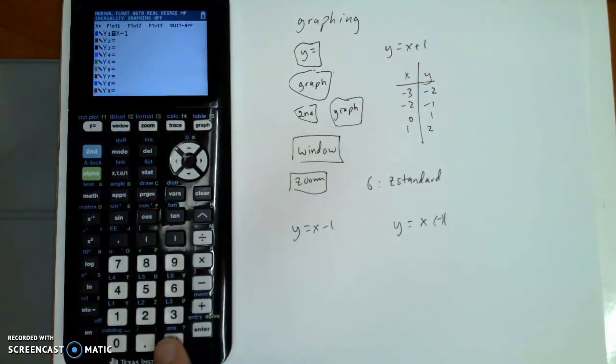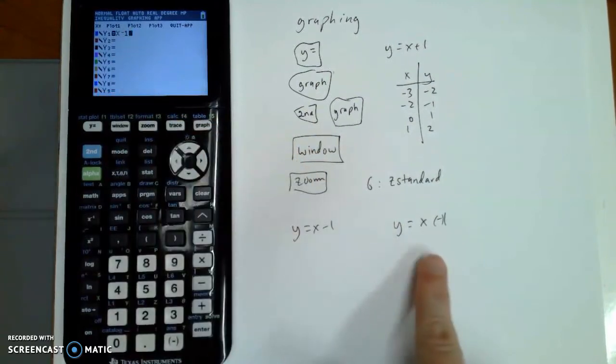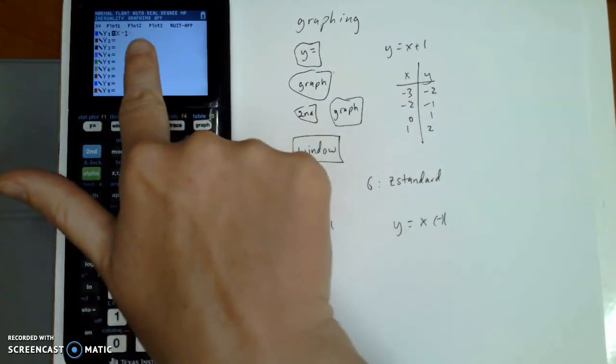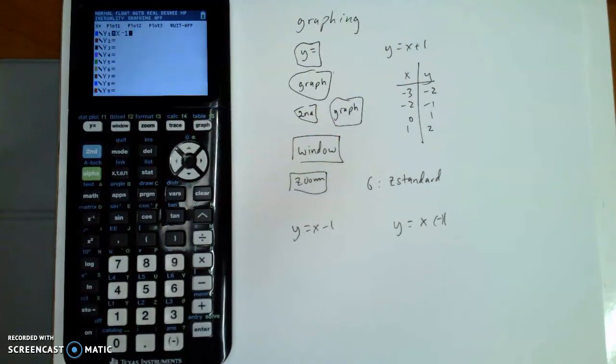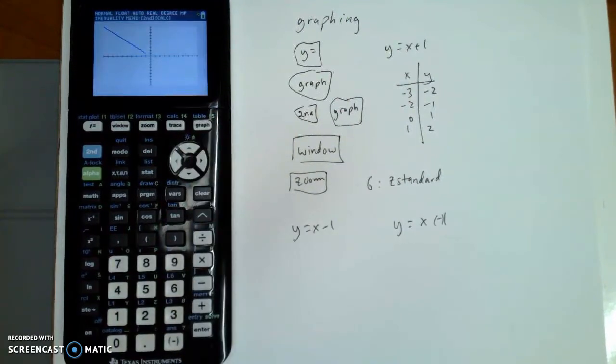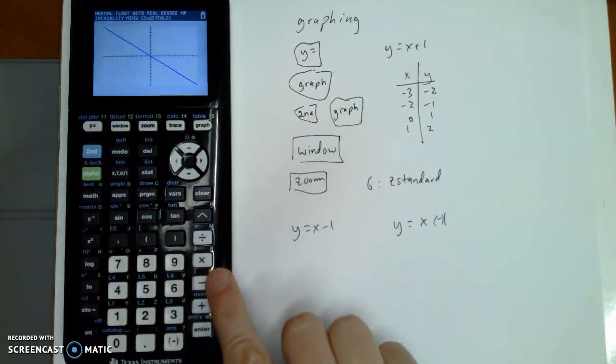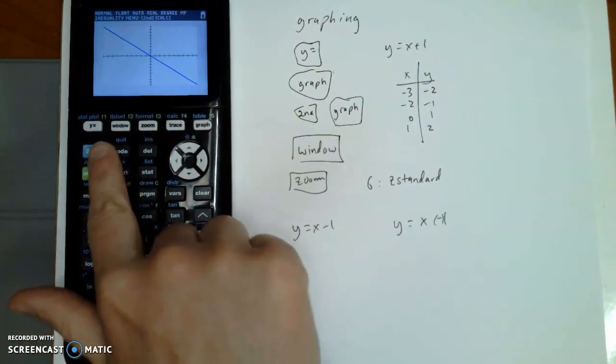Again, this button is the negative button. So if I type that in, again, it looks very similar, but my calculator is going to interpret this as x times negative 1 because I don't have an operation symbol in between. And that graph is very different than x subtract 1. So again, please be careful whether we're doing actual subtraction or if I'm doing minus.